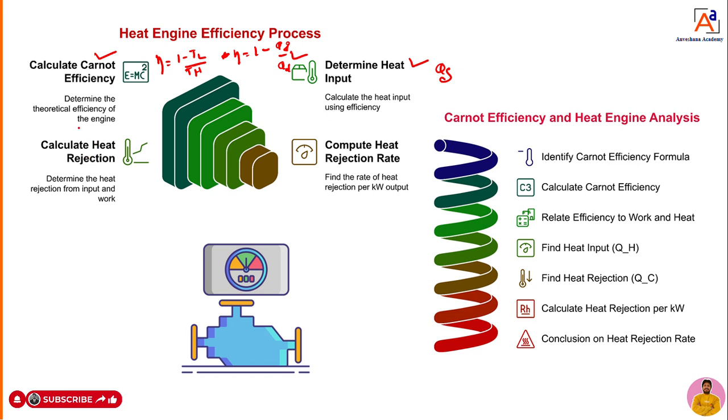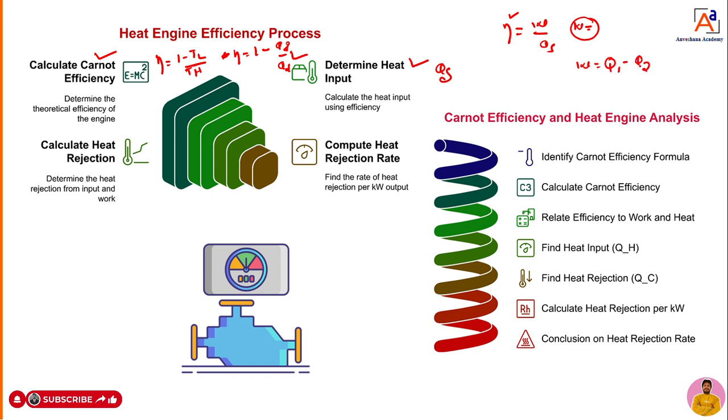With the help of that work done, you can calculate the efficiency. Already you know, efficiency is equal to W divided by heat supplied. With the help of Carnot efficiency and heat supplied, I can calculate the W. Once I know the value of W, what can I do now? I can calculate the heat rejection. That is nothing but Q2.